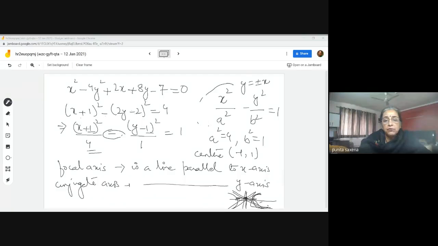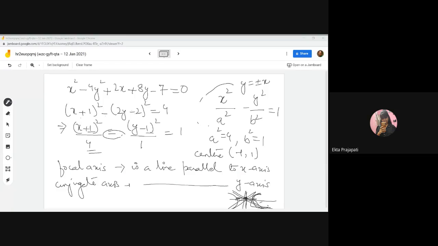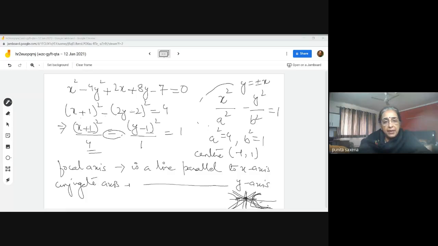सबको या सिर्फ तुम्हें? मैम एक मिनट के लिए रुकी थी, अब मैम हमें भी नहीं आ रही है. ओके, अब आ रही है?